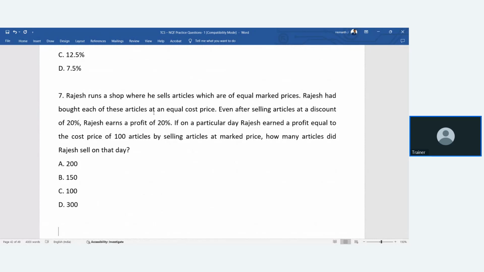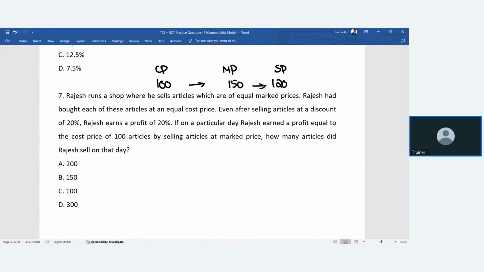Okay, fine. Now let's say one article is 100 rupees. You got 20% profit, means 120. This is after giving a 20% discount that you got. So 120 is divided by 0.8. 150 is the marked price.